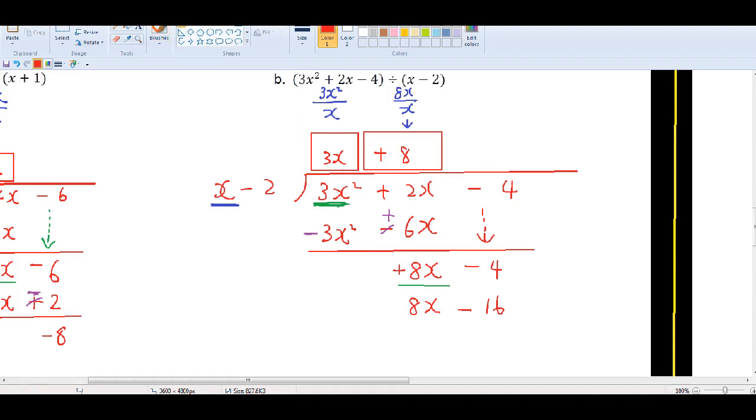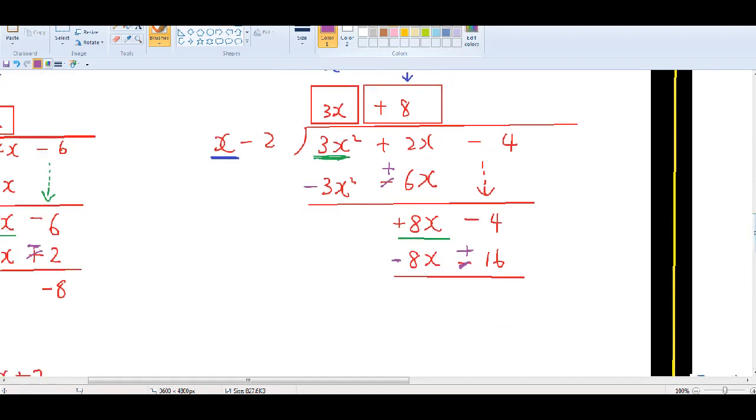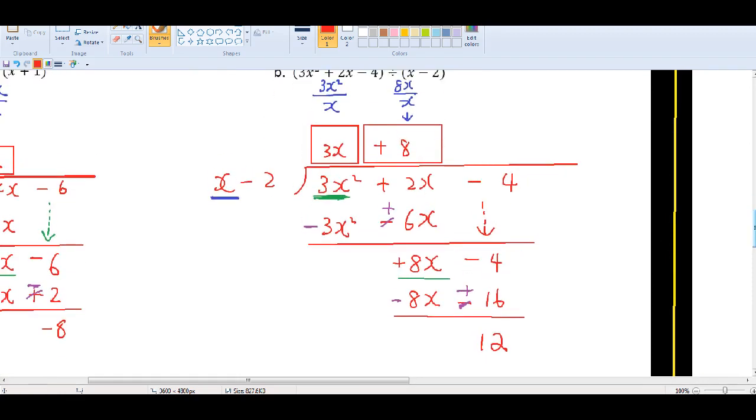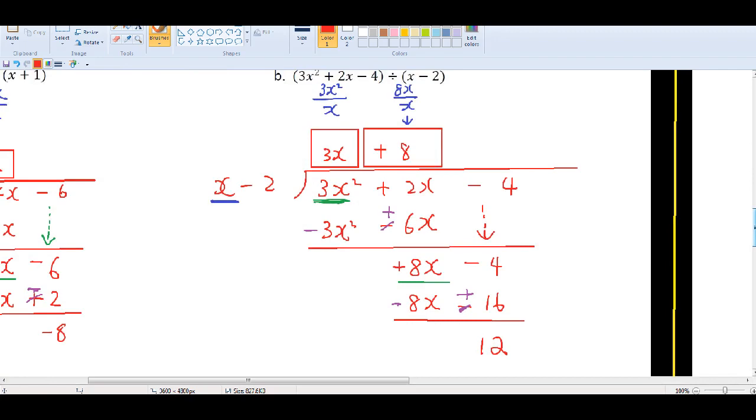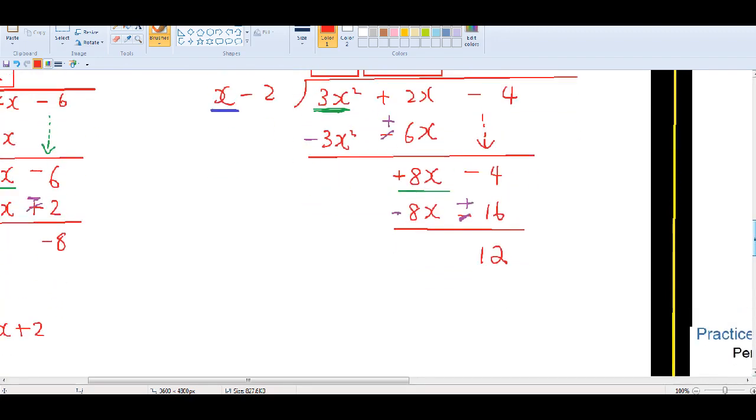Good. So don't add them yet. You need to change the sign before you add them. So 8x here is positive, now becomes negative, and negative becomes positive, and then you add them. Remember to check that the leading term always cancels out. And minus 4 plus 16, not quite sure, using a calculator, so it should be plus 12. Okay, that's it. Are you feeling better now? Making more sense, right?